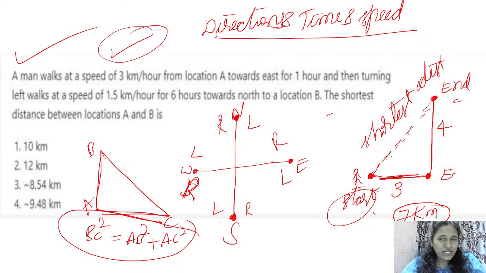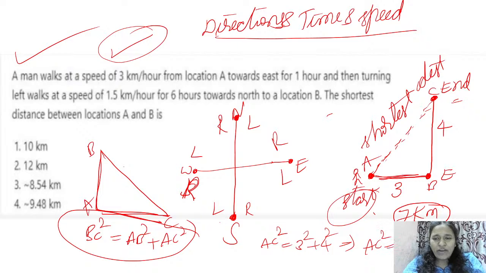What is the shortest distance? AC square is equal to AB square plus BC square, 3 square plus 4 square. That implies AC square is equal to 25 and AC is equal to square root of 25, that is 5. This is the shortest distance between the starting point and ending point of this person.